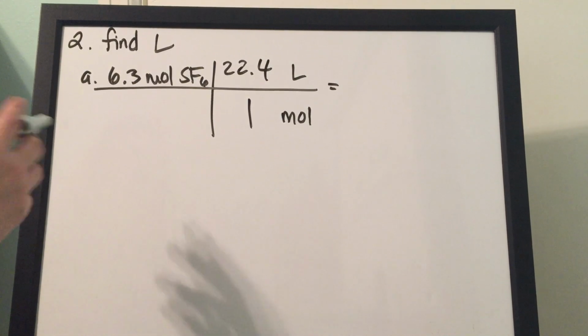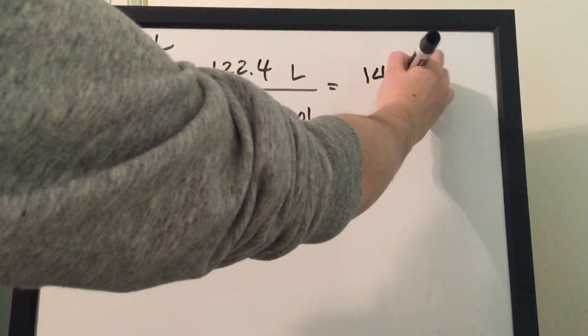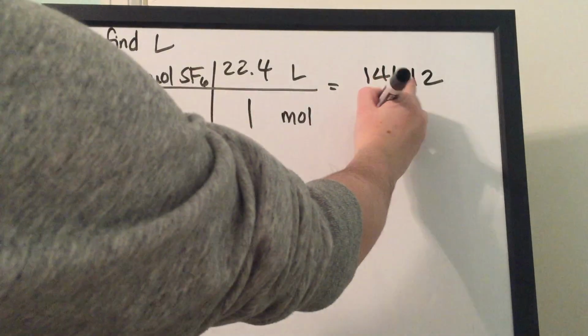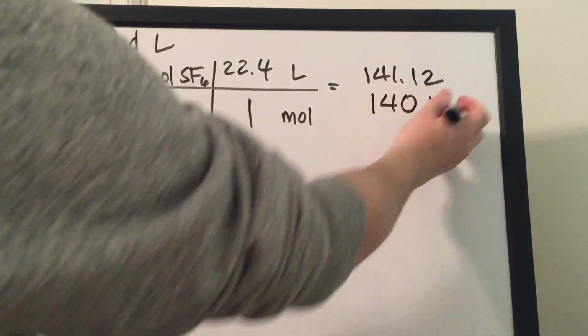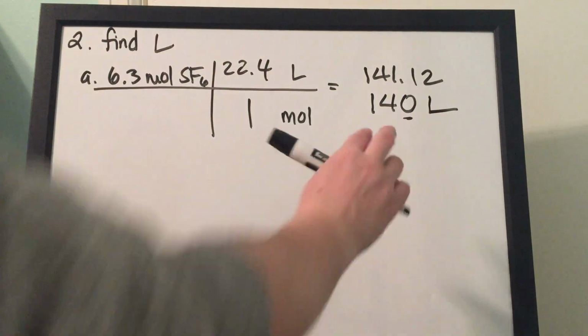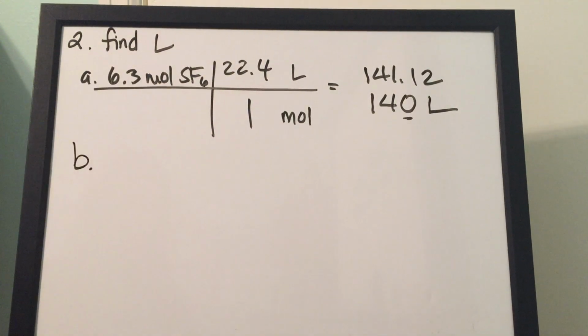And this time to 2 sig figs. Because of this, the answer comes out something along these lines, but I only want 2 sig figs. So I would have to take that down to 140 liters. Remember that this 0 is insignificant because there's no decimal, so only these 2 are your sig figs. So 140 liters would be the correct answer.